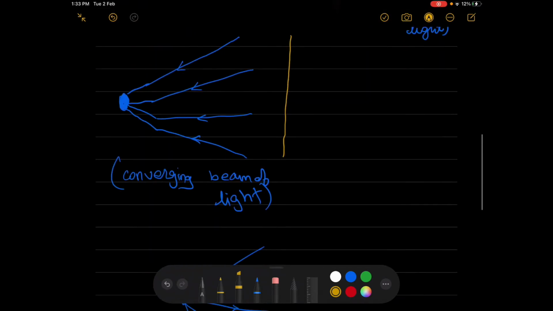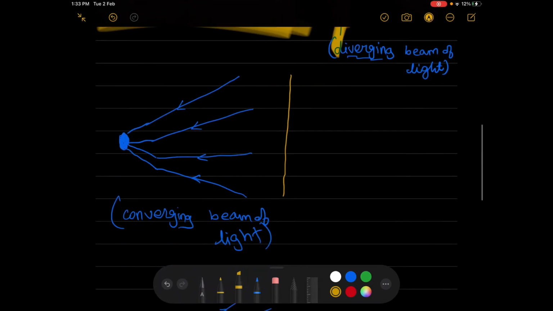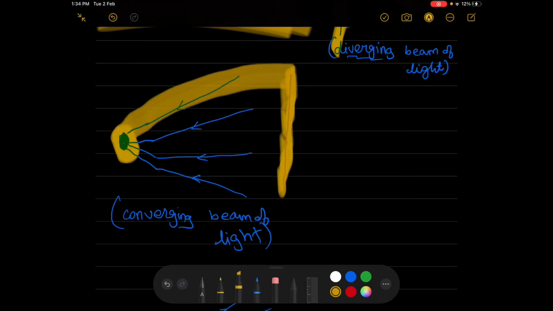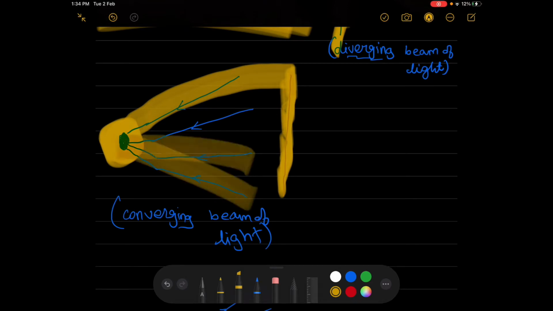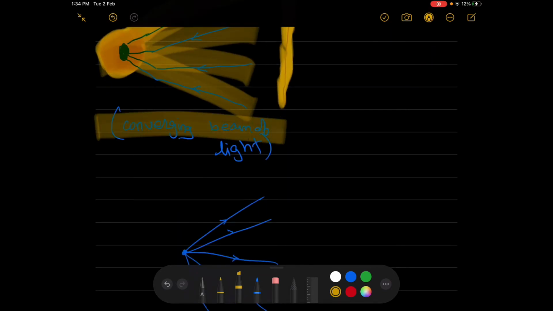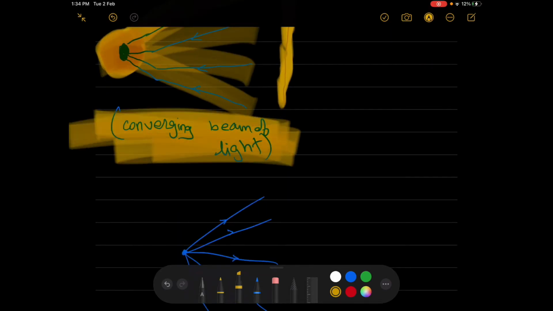Then we did converging, just the opposite of diverging, where rays of light from the source, over here the source, meet at a point. Over here they are meeting at this point right here. So this ray, this ray, this ray, this ray all meet at this point. This was a converging beam of light.